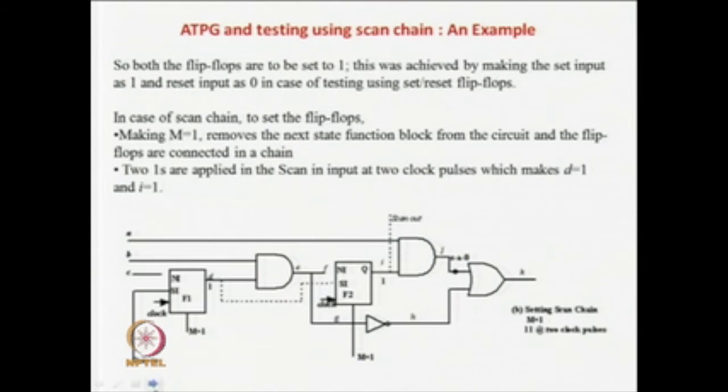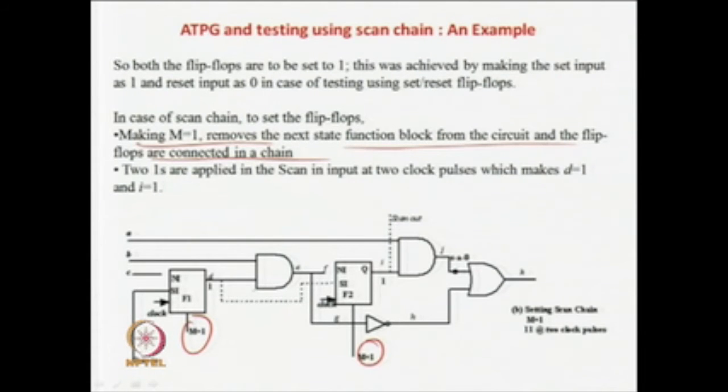So, as already discussed, in the first step we will make m equal to 1, that is, test mode equal to 1. This removes the next state function block from the circuit and fixes the flip flops connected in a scan chain. If you do that, then this series of flip flops get decoupled from the next state function block, and they get connected in a chain mode.